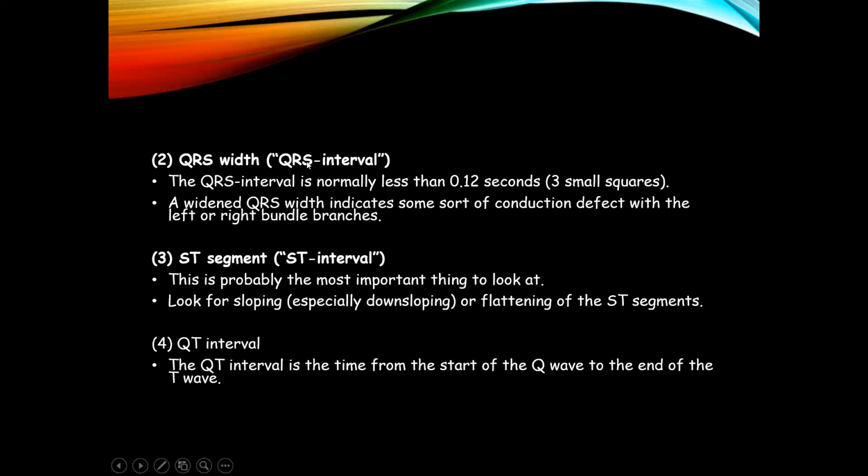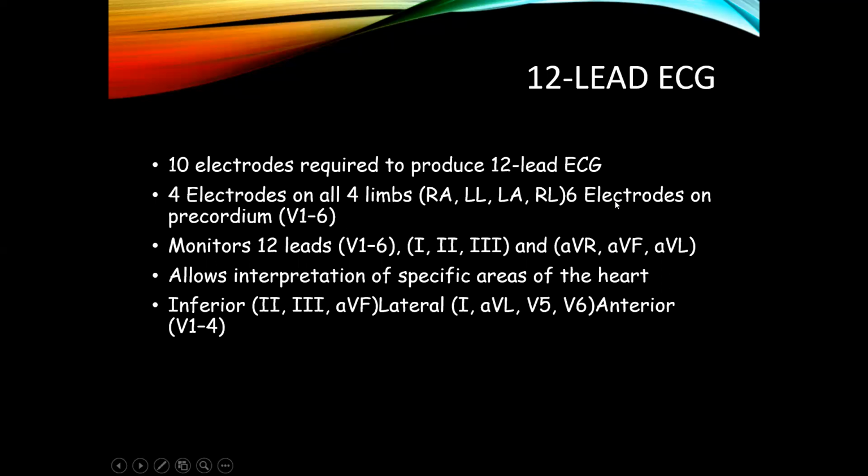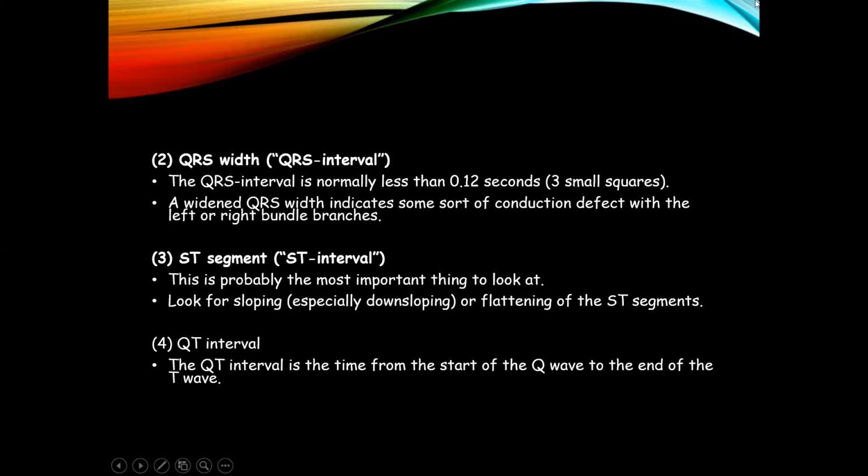Then QRS width or QRS interval. The QRS interval is normally less than 0.12 seconds, which is about 3 small squares. A widened QRS indicates some sort of conduction defect with the left or right bundle branches. ST segment, and this is one of the most important things to look at. You need to look for sloping, especially downsloping, or flattening of the ST segments. QT interval: the QT interval is the time from the start of the Q wave to the end of the T wave. So these are basically the things you need to keep in mind when trying to interpret an ECG, okay?